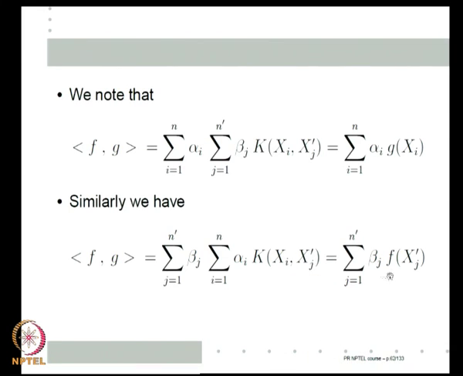Anyway, k is symmetric, so whichever way I write it does not matter. This entire summation is nothing but alpha of x j prime, I mean f of x j prime. So, I can also write the inner product between f and g as summation j equal to 1 to n prime beta j f of x j prime.